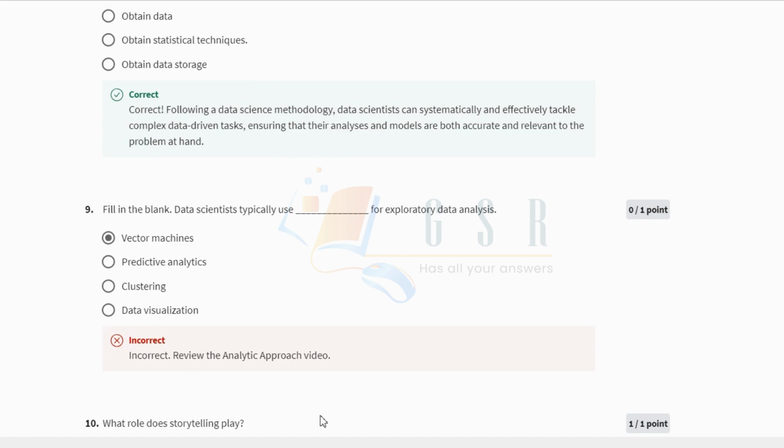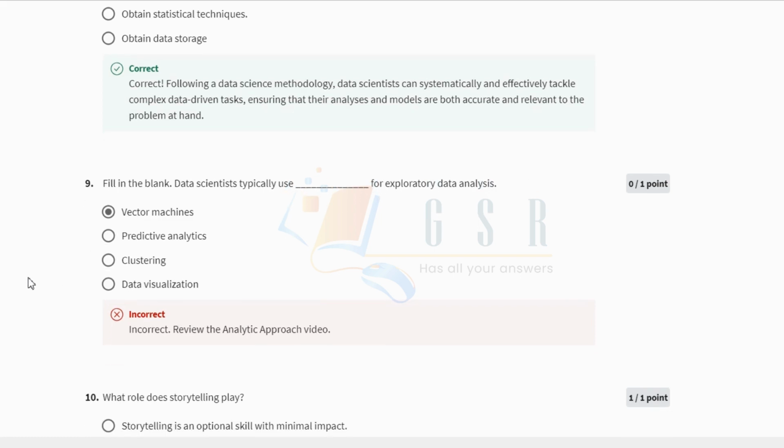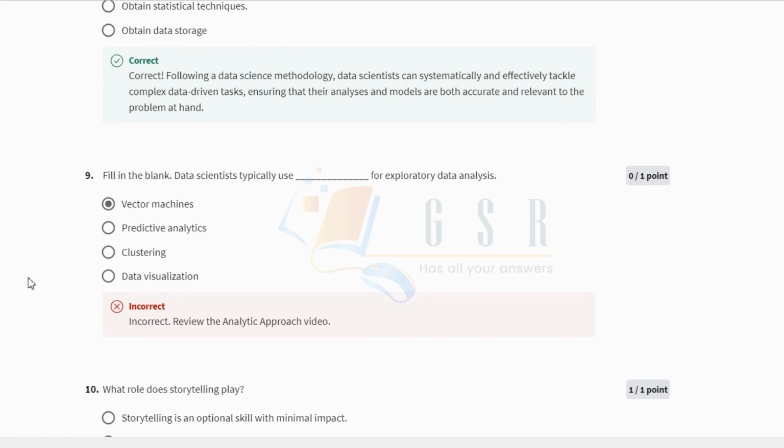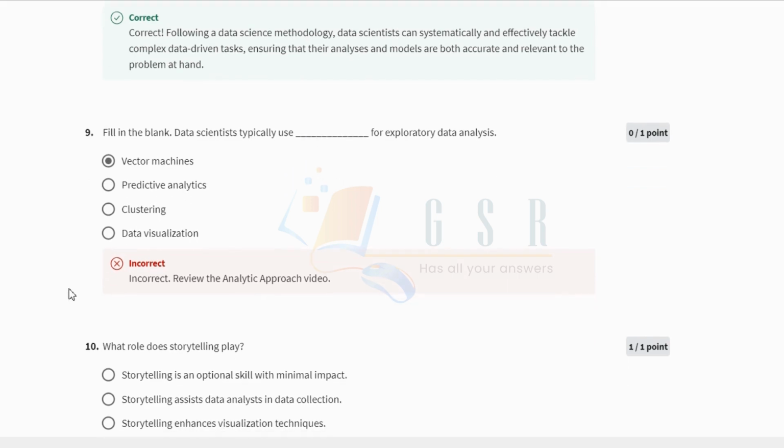Ninth one is data scientists typically use what for EDA, exploratory data analysis. So I had selected vector machines, but it was wrong. Data visualization is also wrong. So I think the answer will be predictive analytics. You can select predictive analytics and you might get the answer correct. I got this answer wrong 2 times. I selected data visualization once and vector machines once. So I think predictive analytics would be correct.